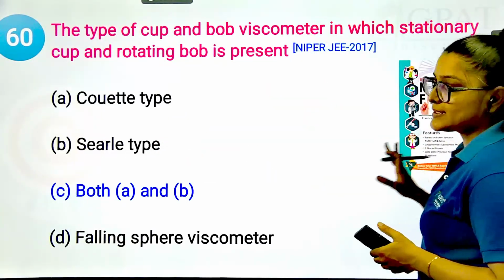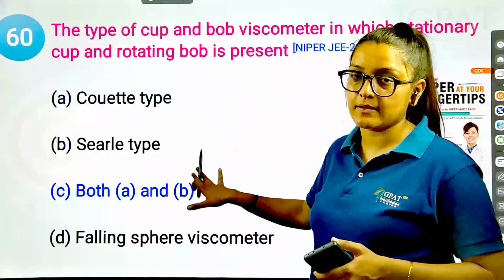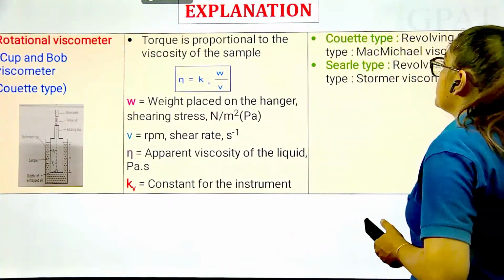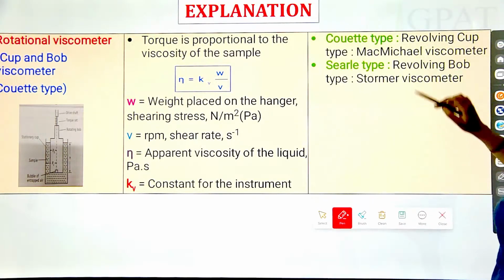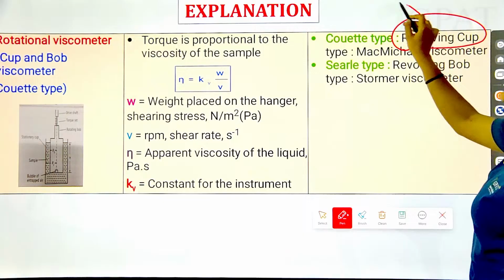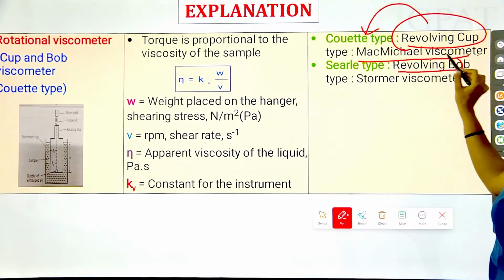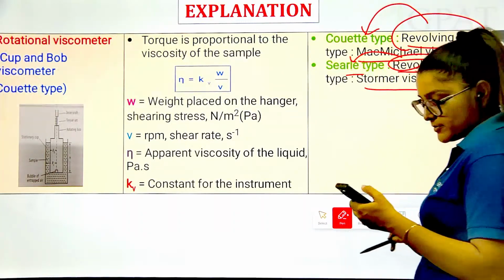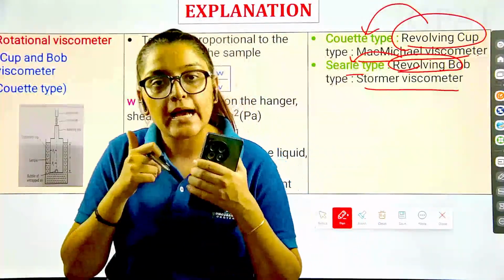Yes. So in this case, the answer is incorrect here, but definitely what I have told you is the right explanation. Let's see the explanation. In the rotational viscometers, you have seen the cuvette type. See, I have told you the explanation was correct. The cup is revolving in cuvette type. Example was Mach-Michael viscometer. The bob is revolving in the Searle type. The example was the Stormer viscometer. So our explanation and answer option B is correct.